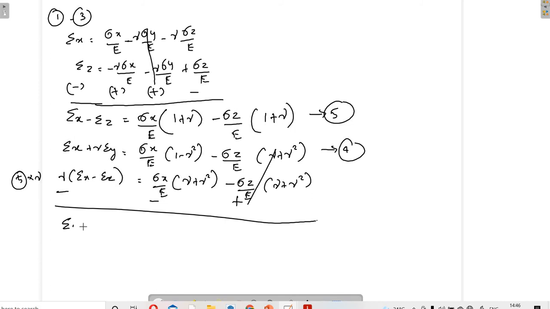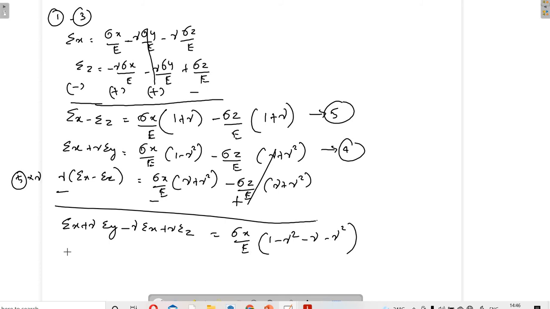Finally you got epsilon x plus nu epsilon y. You multiply the nu inside and put negative sign, nu epsilon x plus nu epsilon z, which is equal to sigma x by E. I am taking outside 1 minus nu square. If you multiply the negative inside these values, minus nu square, minus nu minus nu square. So we have to simplify this equation.